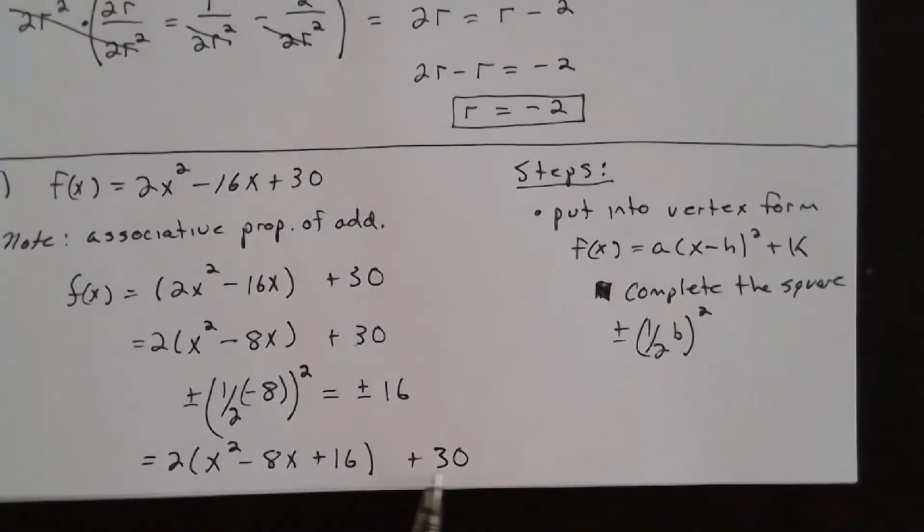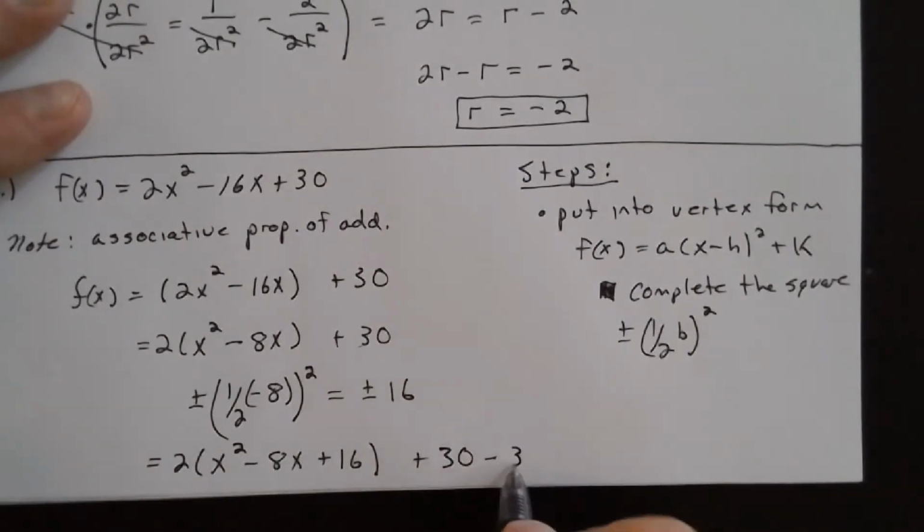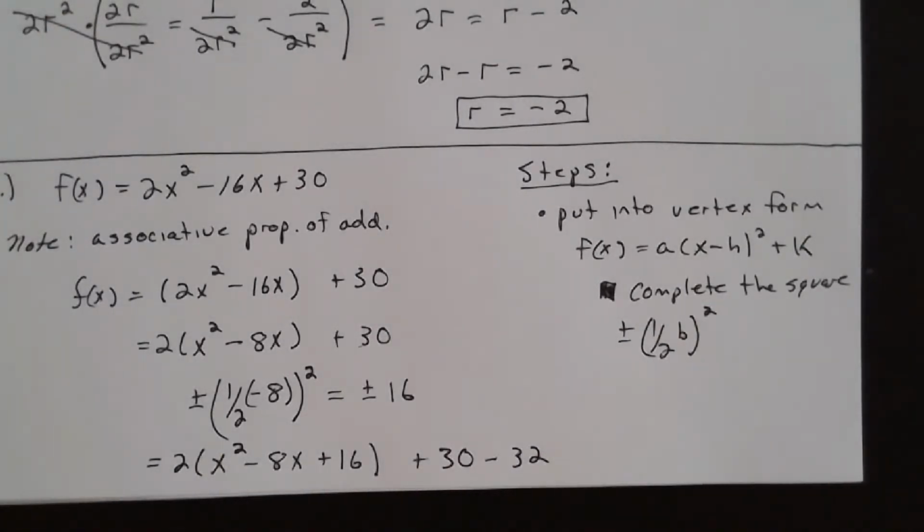Now, did we really only add 16? Let's look at the 2 out front that we factored out earlier. If we were to multiply the 2 back through, how much did we add? What's the quantity? 32. So even though our complete the square gave us 16, we actually added into this function 32. So we have to subtract 32.